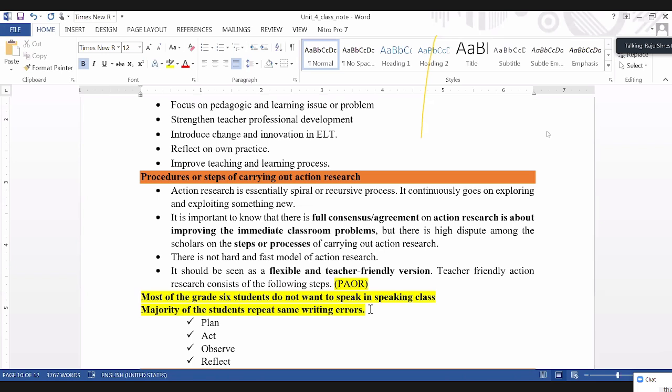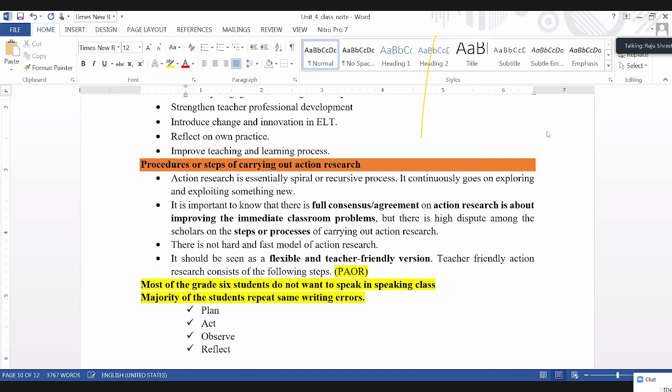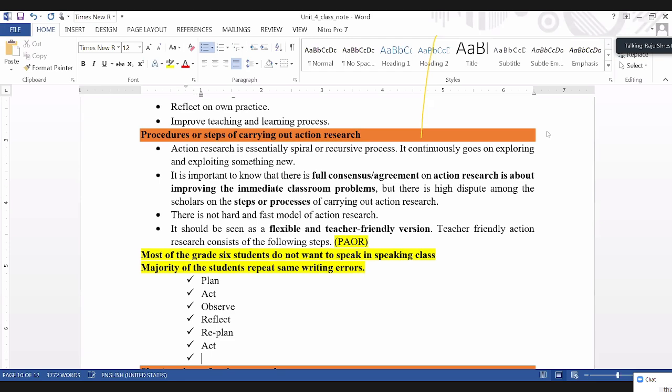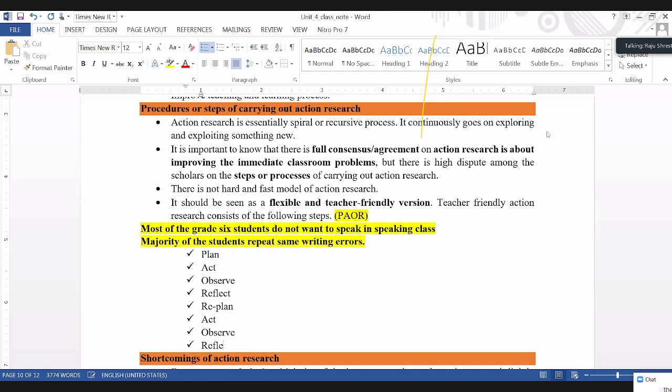Now how do you help them correct errors? You have to plan what to do to solve it. You plan, you act, you observe, you reflect. If students improved, fine. Otherwise you go into the next cycle. If it isn't solved, what do you do again? You replan. After replanning you go to acting, then observing, then reflecting. So this is called spiral. That is why it is called spiral: if it isn't solved, you have to do it again. So we replan. This is called spiral process or recursive process.